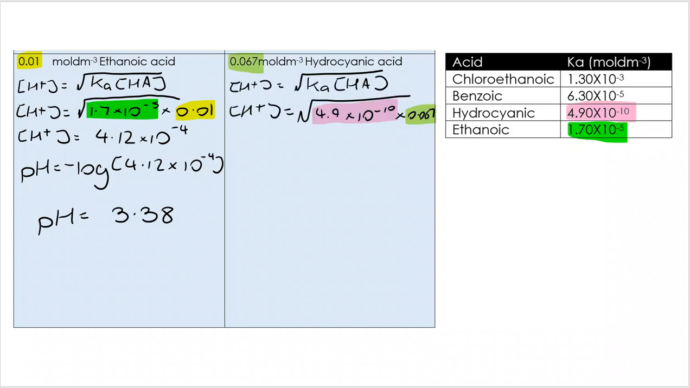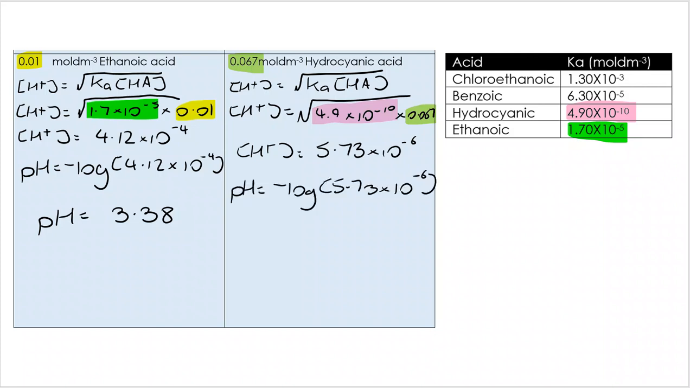And finally, the hydrocyanic. I've gone straight to the expression and put the figures in, colour coordinating them so you can see where they've come from. I get an H+ concentration of 5.73 by 10 to the minus 6 moles per decimeter cubed. Substitute that into my pH expression and I get a pH of 5.24. Now it's a very low concentration and it's a very weak acid. We know that because it's got such a low Ka value there. So it makes sense that the pH is going to be much closer to 7.